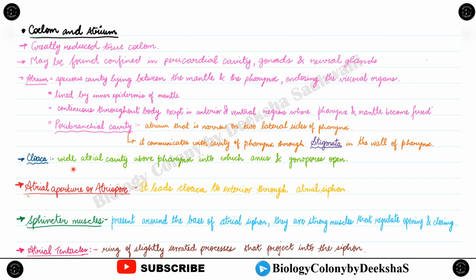Then we have the cloaca, that is the wide atrial cavity above the pharynx into which the anus and gonopores open. Then we have the atrial aperture or atriopore. It leads from the cloaca to the exterior through the atrial siphon. Then we have sphincter muscles. They are present around the base of the atrial siphon and they are strong muscles that regulate opening and closing. Then last we have atrial tentacles. These are a ring of slightly serrated processes that project into the siphon.